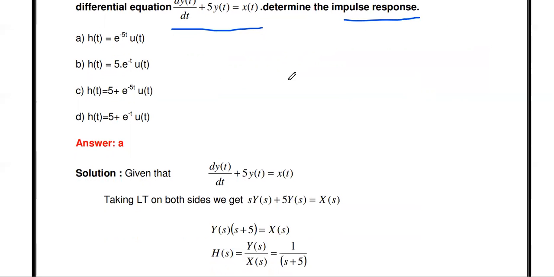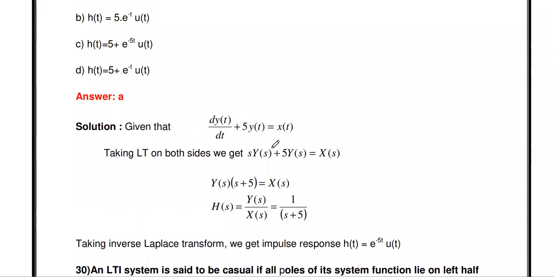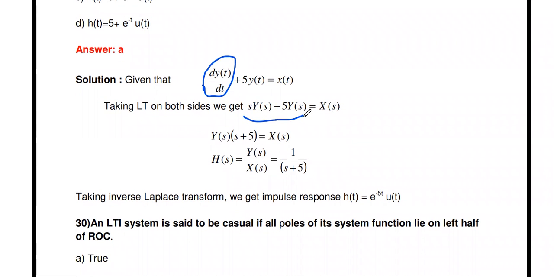In order to obtain the impulse response, first we have to apply the Laplace transform to the differential equation. So what is the Laplace transform of dy of t divided by dt? Using the differentiation property of the Laplace transform, it is s into Y of s, plus 5 into the Laplace transform of y of t, that is Y of s, equal to the Laplace transform of x of t, capital X of s. Then in this part, we have to take Y of s as common.